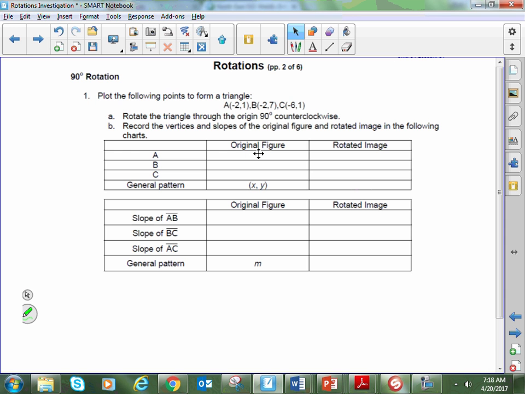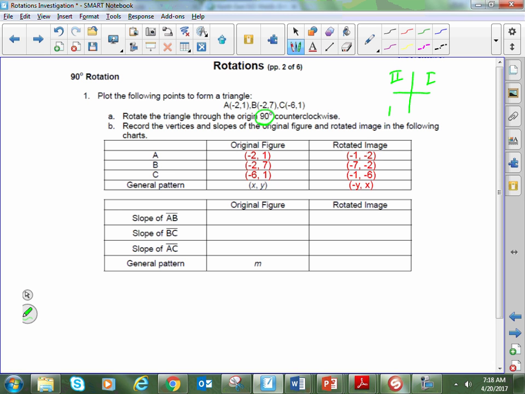So here we go. I guess it would help if I had my pointer going. There we go. So taking the original figure after we rotate it 90 degrees, counterclockwise is a pretty typical way of doing it. In fact, let me just go ahead and talk about it now since we're looking at it. If my angle of rotation is positive, we always go counterclockwise.